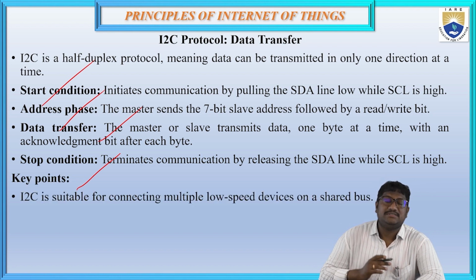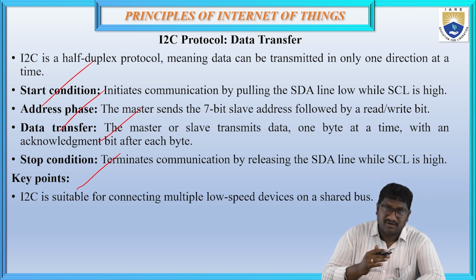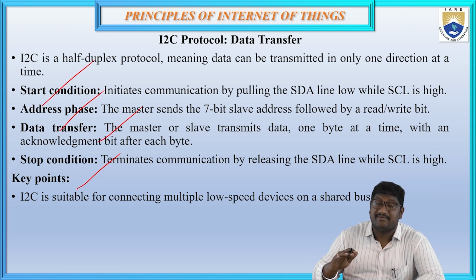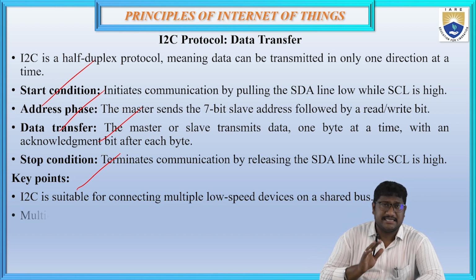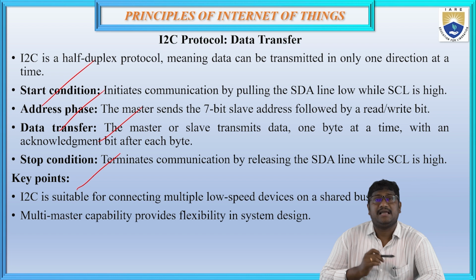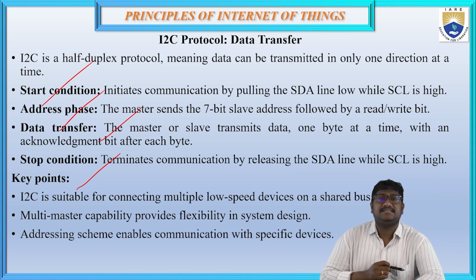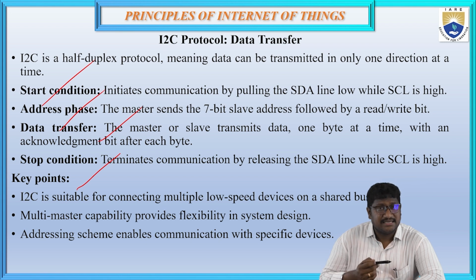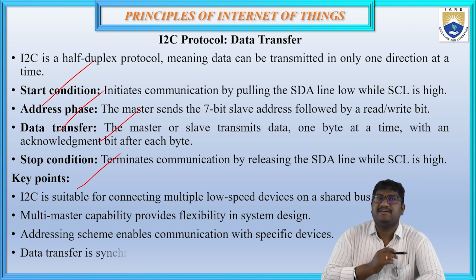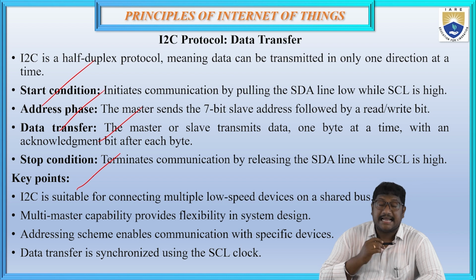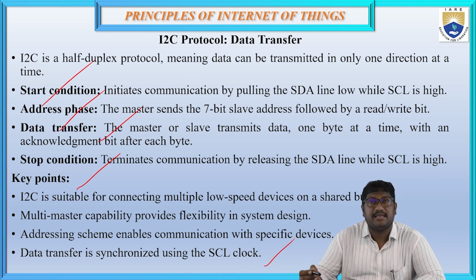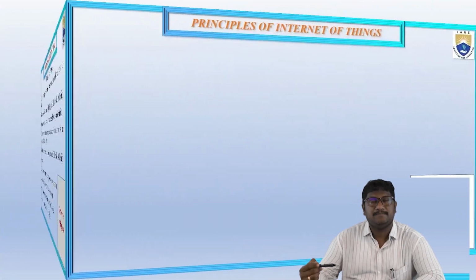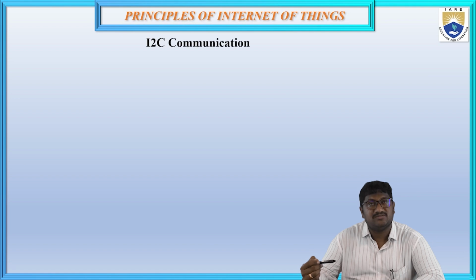The key points to be noted in I2C are: it is suitable for connecting multiple low-speed devices on a shared bus, not high-speed devices. It has multi-master capability, giving flexibility in system design. It is also flexible for addressing schemes, which enables communication with specific devices. And data transfer is synchronized using the SCLK clock. These are the key points we need to consider whenever we are using the I2C protocol. This is how the data transfer is done.